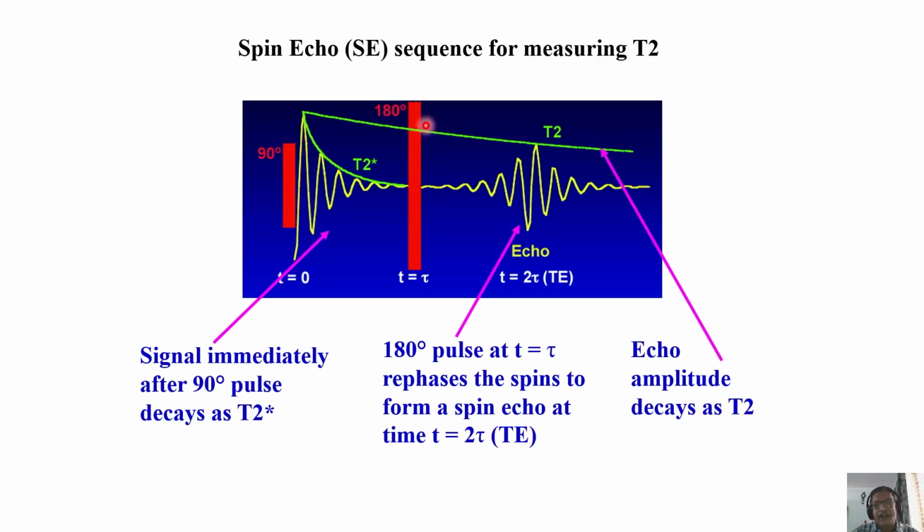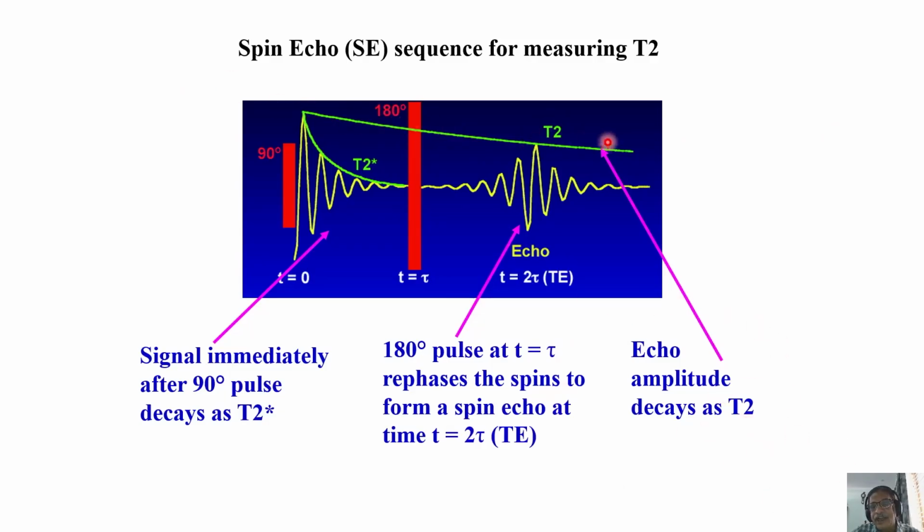The inversion recovery is 180, tau, 90. Spin echo is 90, T1 by 2, 180, T1 by 2, or 90, tau, 180, tau, and collect the signal. But here it forms an echo like this. You have to collect the signal at the top of the echo to see how it is decaying. This is the echo amplitude. As a function of echo amplitudes, you can fit the decay to an exponential again, and you will get T2.